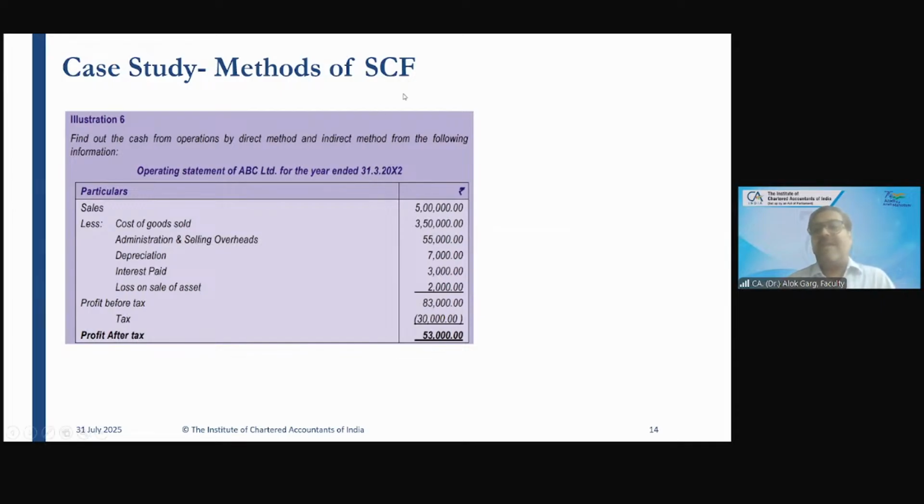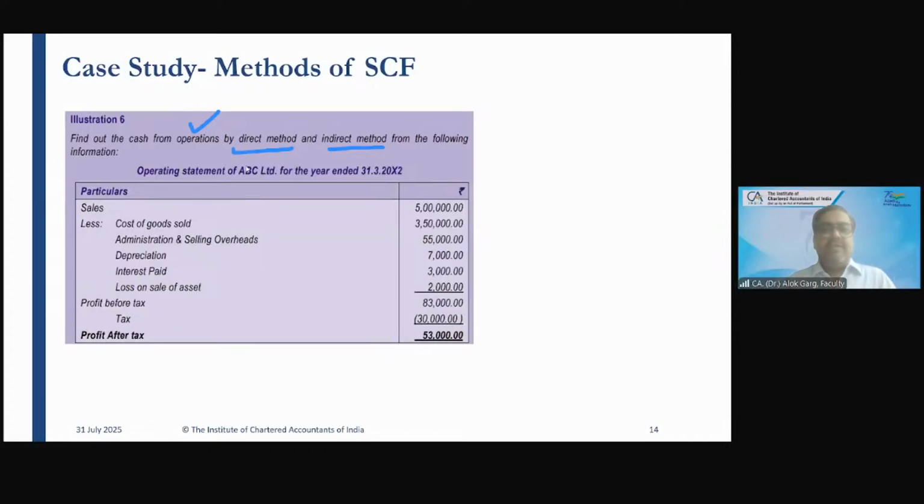Find out the cash flow from operations by direct method and indirect method from the following. So now it is asking a question on direct method. This is one of the study material questions. You need to find out the cash from operations by either method from the following information. The answer would be the same, whether direct or indirect. So let's prepare the cash flow from operating activity by both methods.